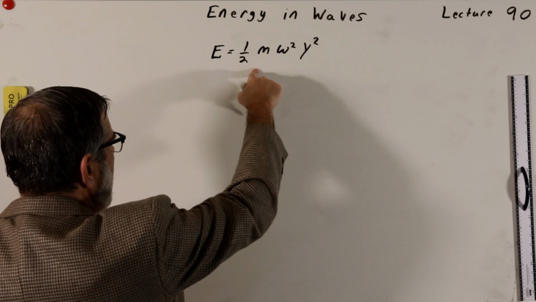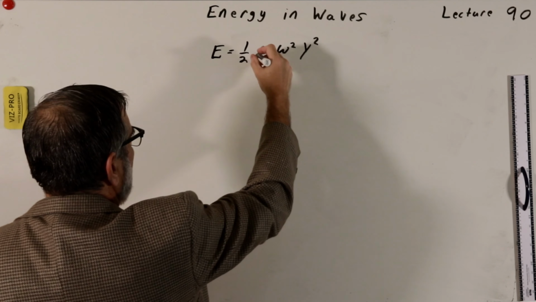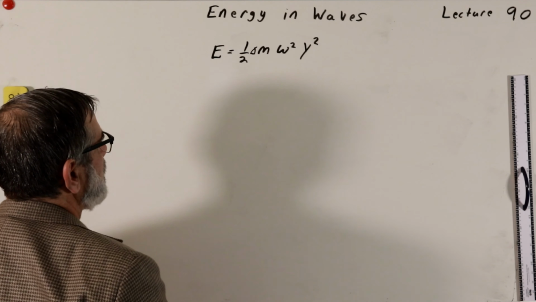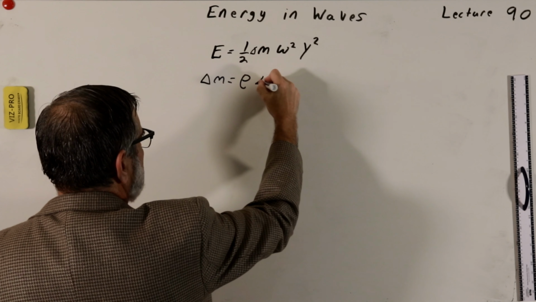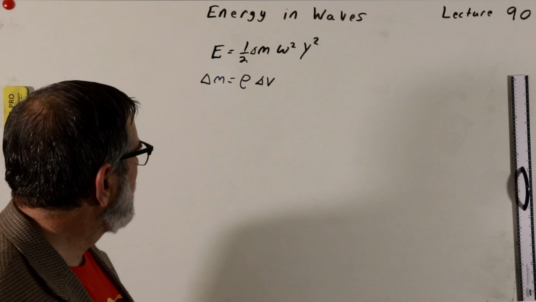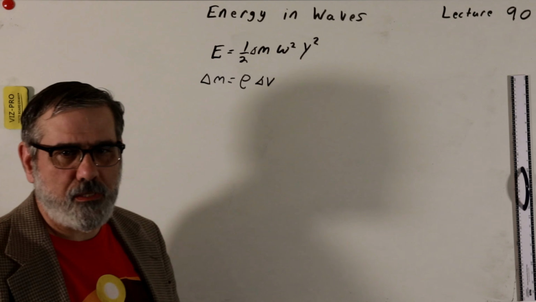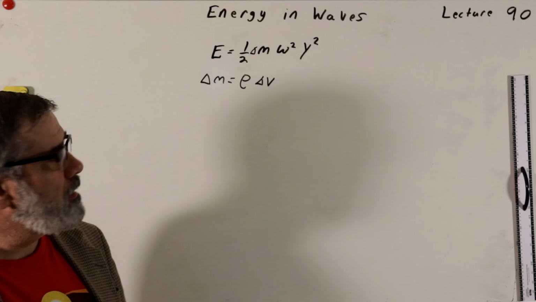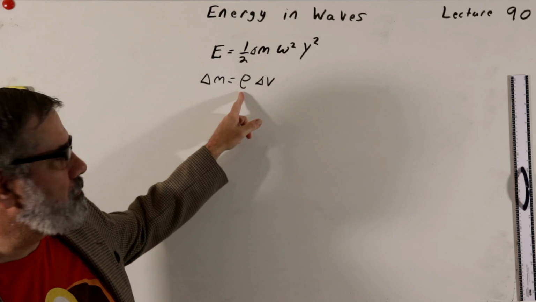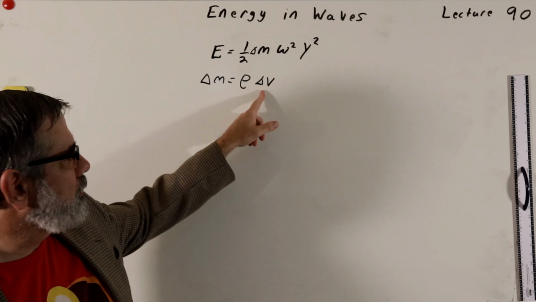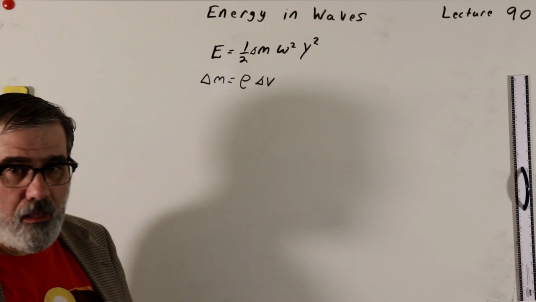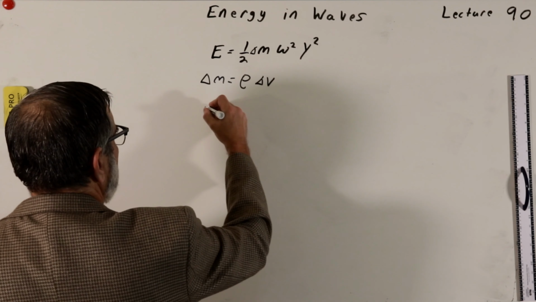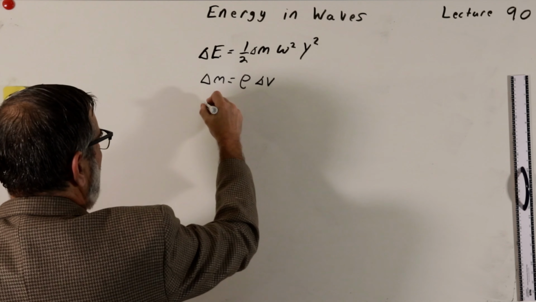So instead of writing some mass, I want to consider a little bit of mass, delta m, and that delta m is equal to rho times some delta V. Rho is the density, mass per unit volume. So if I multiply the mass per unit volume times some little section of volume, like in the string from the previous example, I'll have some little element of mass. That's how much mass is in that volume, yes? Okay, so I'll put that in here, and this is really some delta E as well.